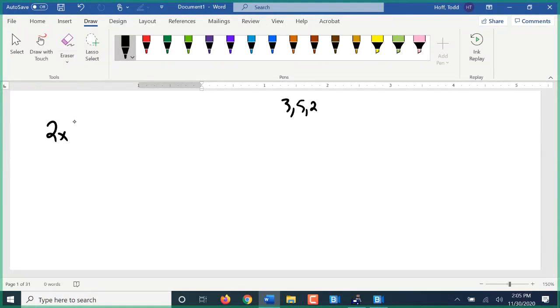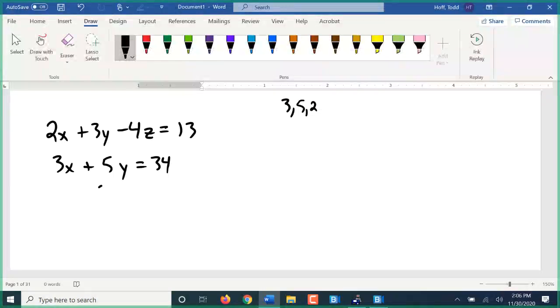2x plus 3y minus 4z equals 13. 3x plus 5y is 34. And 2y equals 10. So I'm going to label these equations A, B, and C again.